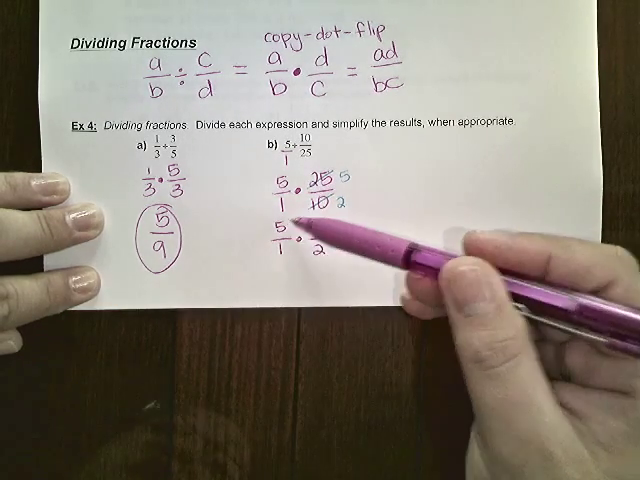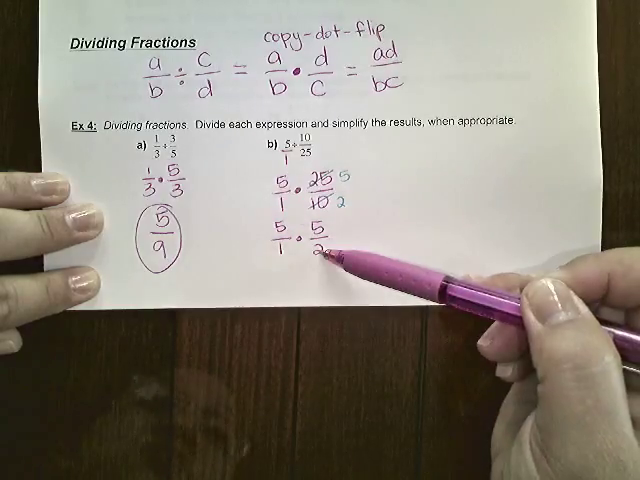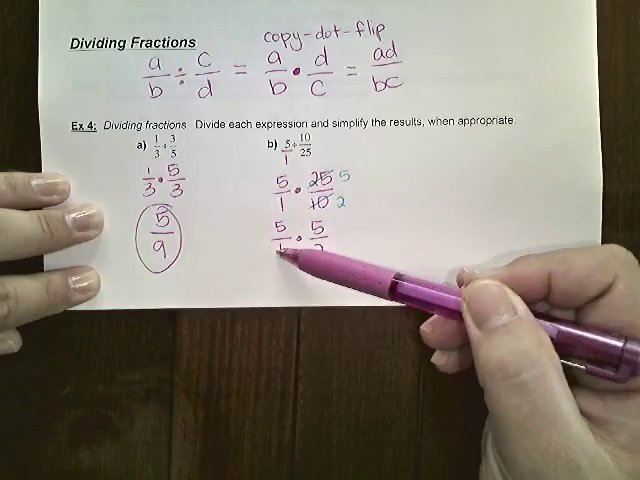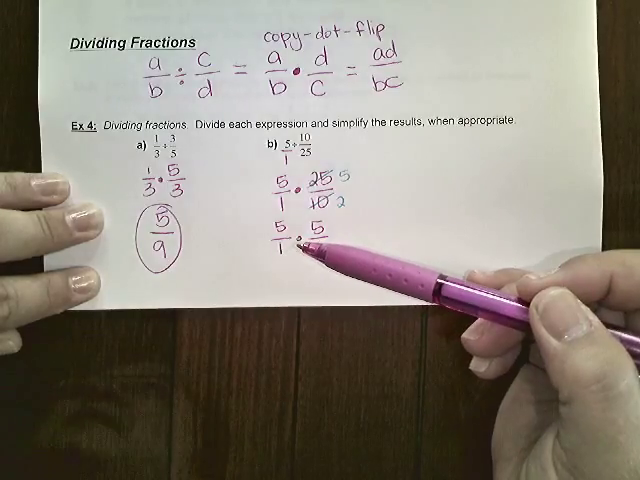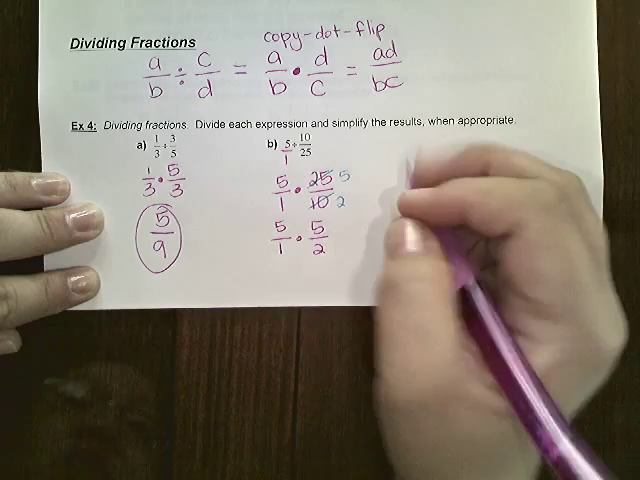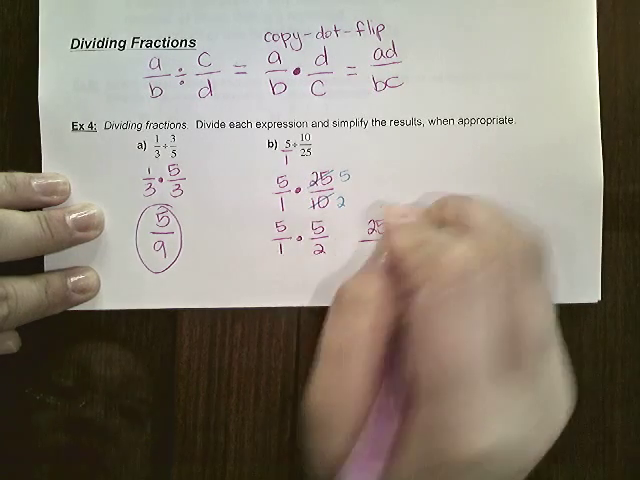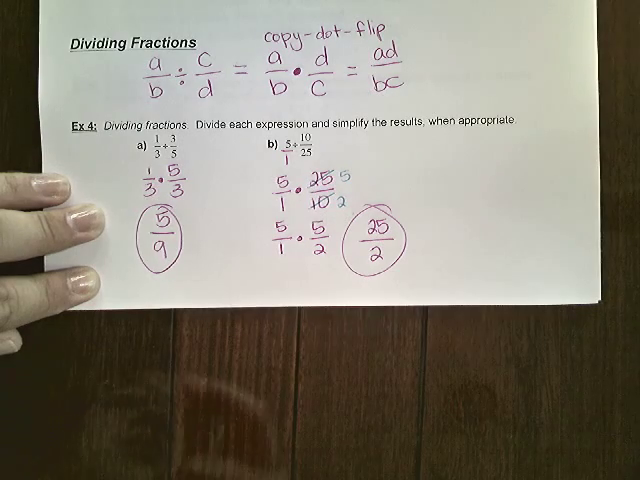Now that we've simplified both of the individual fractions, we would cross simplify. 5 over 2, yes, that's simplified. 5 over 1, yes, that's simplified. And we would go ahead and multiply straight across. 5 times 5 is 25, and 1 times 2 is 2. Completely simplified.